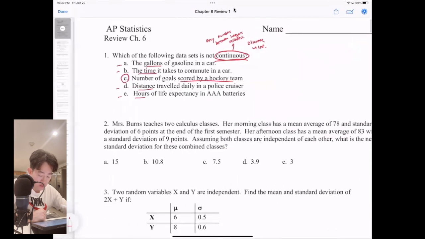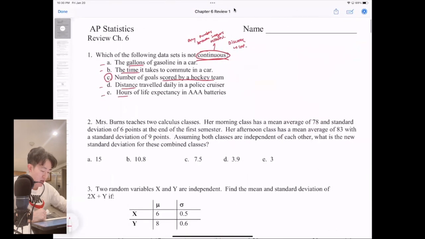Number two, Mrs. Burns teaches two calculus classes, and this is a classic question where you're asked to combine two variables. So they have standard deviation, they have the mean. We want to find out the new standard deviation by combining these two classes. So we're going to focus on these two numbers, 6 and 9.